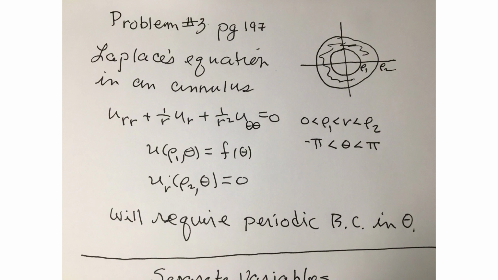And we have two boundary conditions. On the inner boundary, the solution should take on the value f of theta. And on the outer boundary, the derivative with respect to r should vanish. Also, because the negative x-axis intersects the domain, we're going to necessarily require periodic boundary conditions for the theta variable.